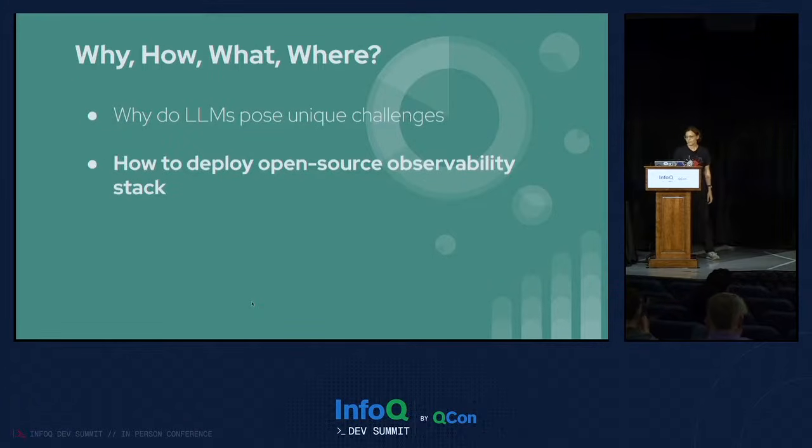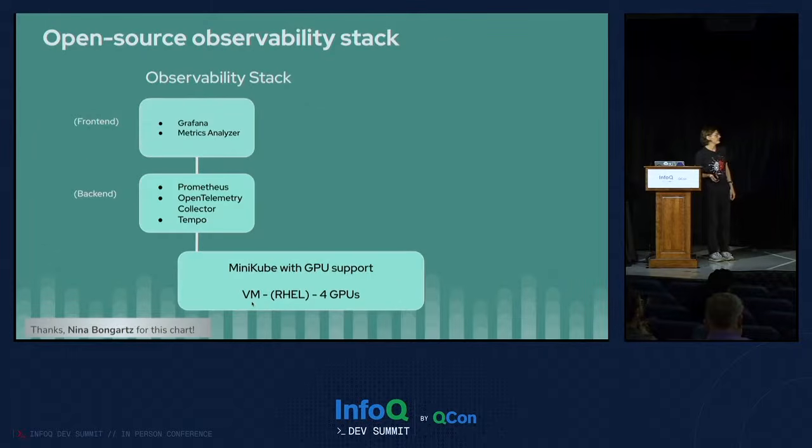So let's put this all together. Let's put together an open source observability stack. Here we go. It's the usual suspects. We've got Prometheus for the metrics backend, OpenTelemetry collector and Tempo for the tracing backend, and Grafana, and I have a metrics analyzer that I'll show you at the end too, for the front end for visualization.